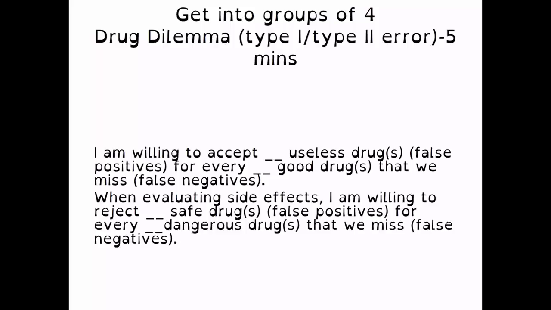I'm willing to accept blank. You're going to put a number in there. Useless drugs or false positives for every blank good drugs that we miss. And then when evaluating side effects, I'm willing to reject blank safe drugs or false positives for every blank dangerous drugs that we miss, false negatives. Okay? So I'm going to give you 3 minutes for the first part, and then we're going to add a layer to this. So if you want to fill this out personally for yourself, and then we're going to switch it up.